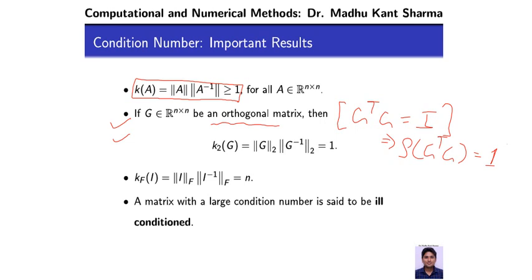And moreover, for the Frobenius norm, the condition number achieved is n for an identity matrix. The last result, also discussed just now, is that a matrix with a large condition number is said to be ill conditioned. If the condition number is of moderate size, the system is acceptable and we will proceed to solve it.